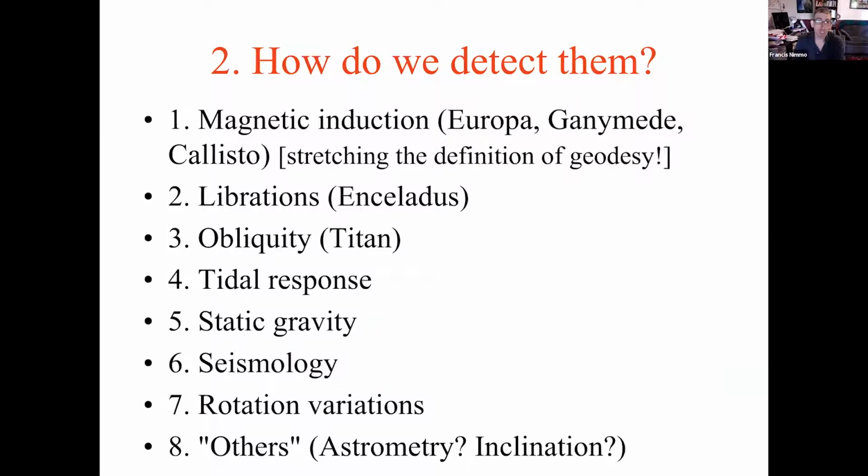And so really the heart of this talk is to discuss how we go about detecting them. And I'm going to go through this whole shopping list of different possibilities. The first three we've already used. We used magnetic induction, librations, and obliquity to detect oceans. And then these other ones are potential techniques that haven't actually been used yet. And so I'm going to go through each one of these in turn.